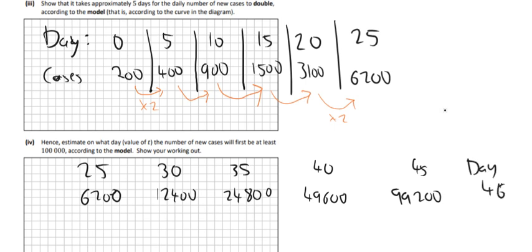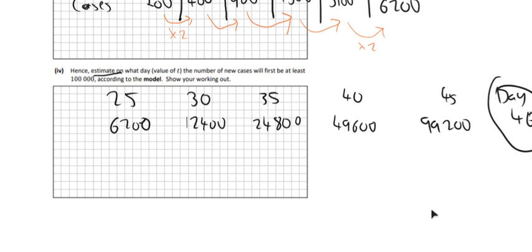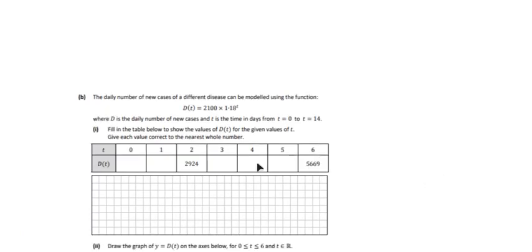And there has to be a bit of room for error there as well, because it's all estimating, it's hence estimate and so on. So as long as you're showing the workings, you should get pretty much all the marks.